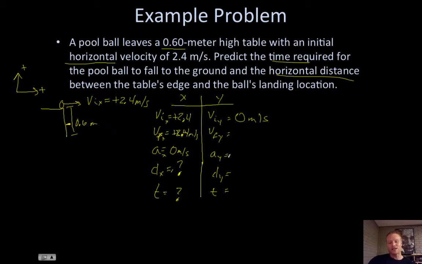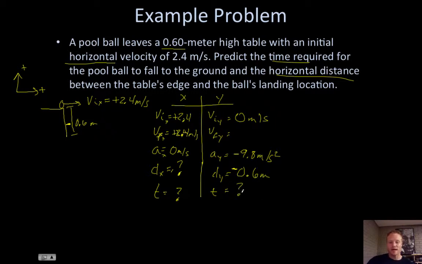What about the acceleration in the y direction? Well, what's causing this ball to go down in the first place? Well, it's gravity. What is the acceleration due to gravity on Earth? Well, it's negative 9.8 meters per second squared. Now, what distance in the y direction does the ball fall? Well, it tells us that it falls 0.6 meters, right? Because the table is 0.6 meters high. So I'm going to write negative, I'm sorry, I almost forgot it again, negative 0.6 meters.